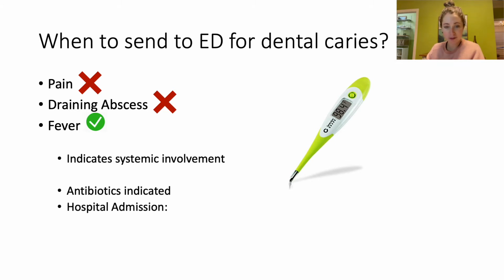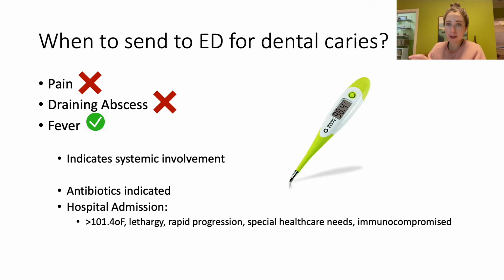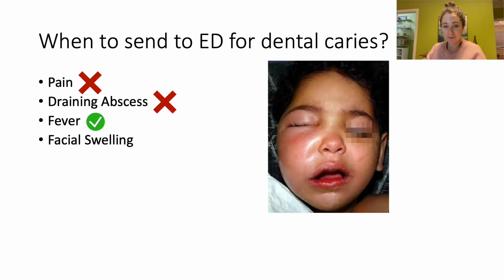and antibiotics are needed. And you should consider hospital admission for these kiddos, not just oral antibiotics, if their fever is over 101.4, if they're lethargic, if the infection has progressed or the fever has progressed rapidly, if the child has special healthcare needs, or if the child is immunocompromised.